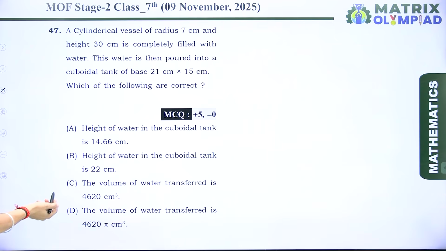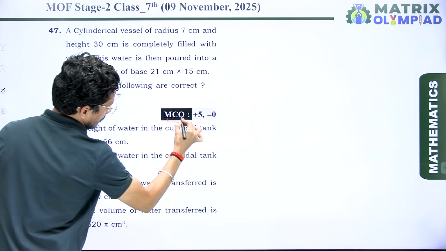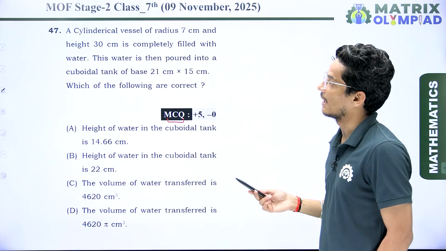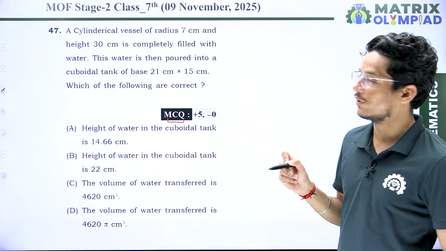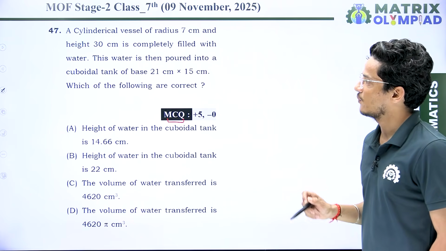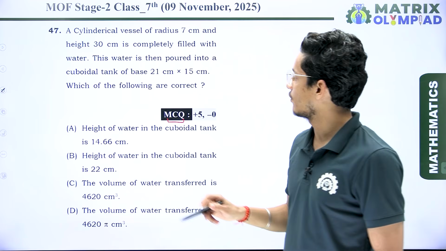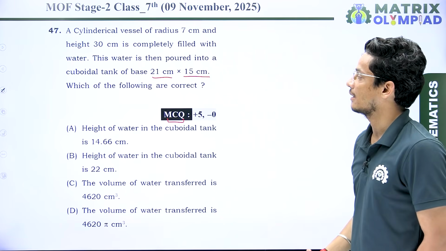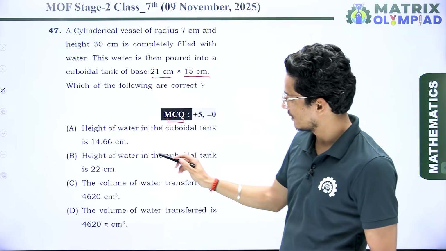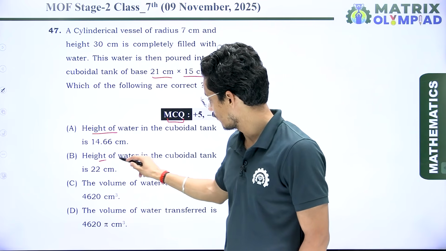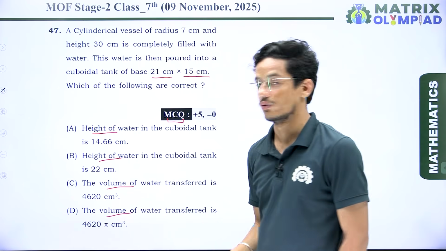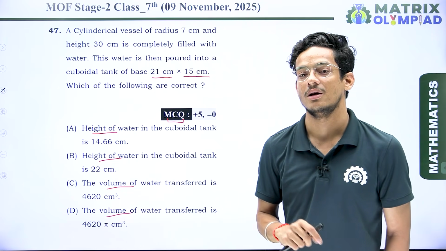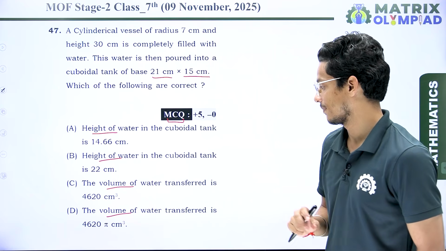Now the next question is a multiple correct question. The question is, a cylindrical vessel of radius 7 cm and height 30 cm is completely filled with water. This water is then poured into a cuboidal tank of base 21 cm multiplied by 15 cm. Which of the following are correct? Here we have to find two things. First is the height of the water, then second is the volume of the water, which we transfer.